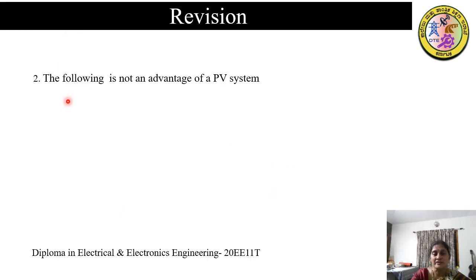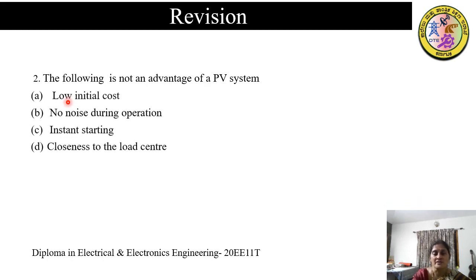The next question: the following is not an advantage for a PV system. What are the different options? First one is low initial cost. Second one is no noise during operation. Third one, instant starting. D is closeness to the load center.